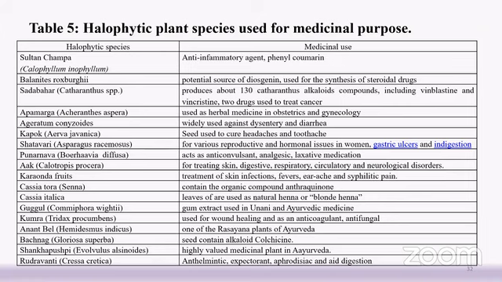So these are some. There are many halophytes which can be used for medicinal purposes. These are examples of some plants. These are potentially used in Ayurveda. Our ancestors were using these plants. Nowadays we forget, but in Ayurveda they were used for treating different types of diseases and problems.